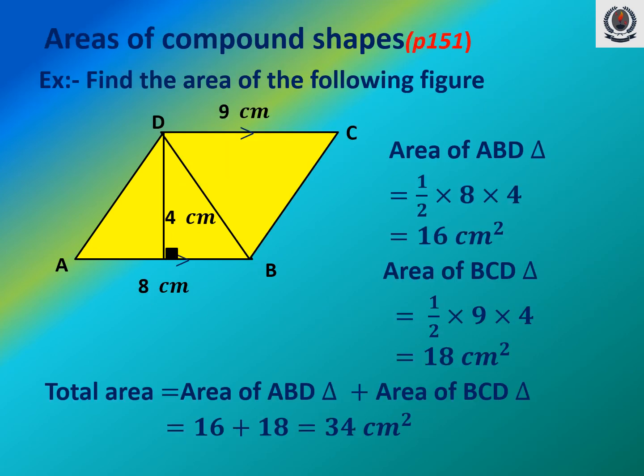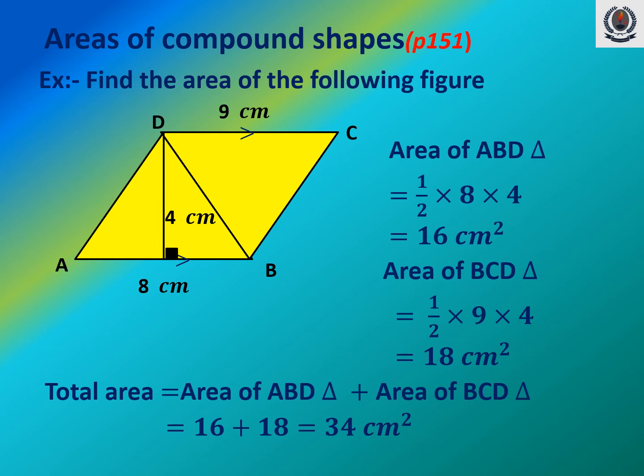Areas of compound shapes. Under that, I would like to discuss another example. Find the area of the following figure. Now you can see in this compound figure there are two triangles, ABD and the other one BCD. First of all, we can find the area of triangle ABD. Half into base is 8, perpendicular height is 4. Therefore, the answer is 16 square centimeters. At the same time, we can find the area of triangle BCD.